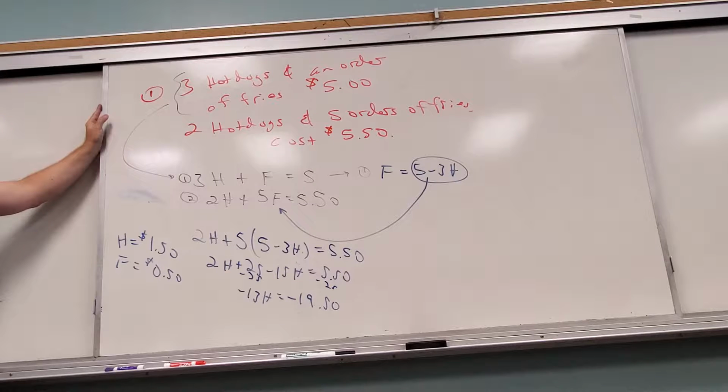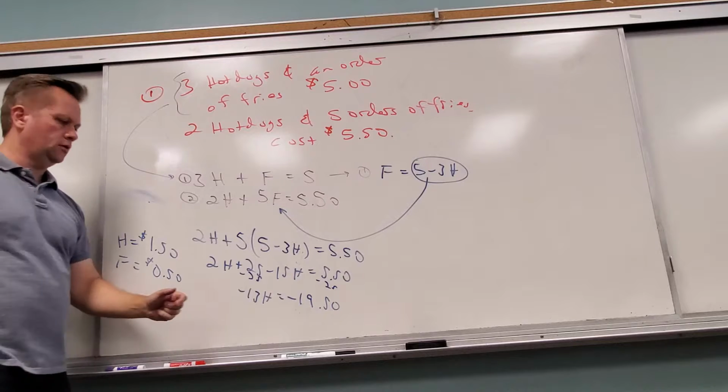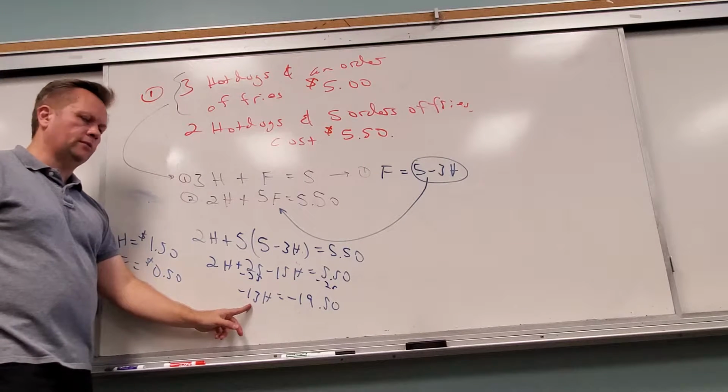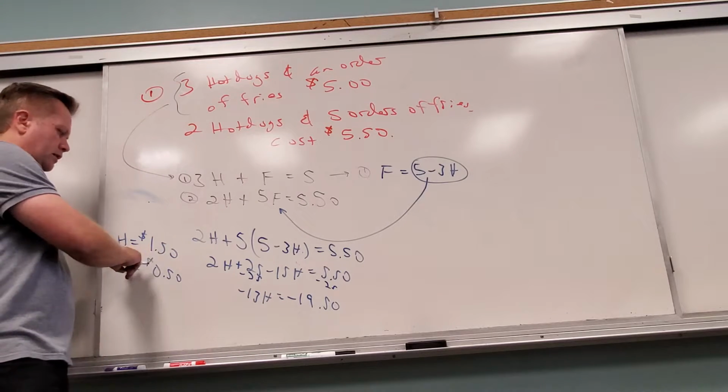Then you divided 19.50 by 5? No, come on now. How do you solve this equation? I want to get h by itself. Divide by negative 13. Yeah, and that's how we got this.